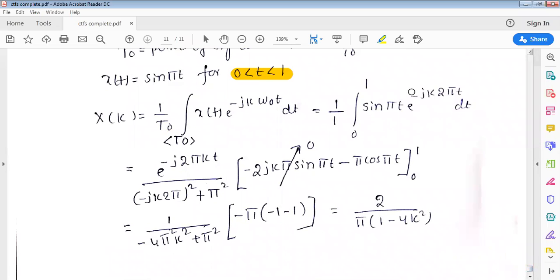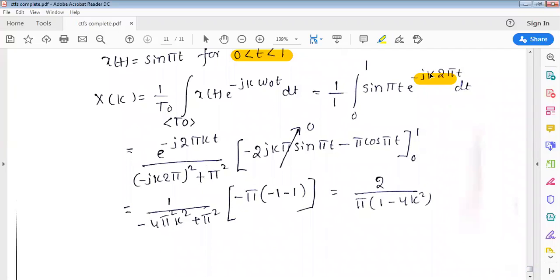So e power minus jk 2 pi t is as it is. So a is minus jk 2 pi and b is pi. So a square is minus jk 2 pi squared and b square is pi square. So a sin pi t minus b, that is pi into cos of pi t. So when t is equal to 1, you have only cos pi t. Sin of pi t is always 0, therefore there is no need to worry.